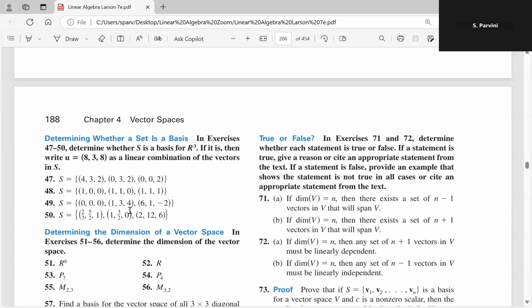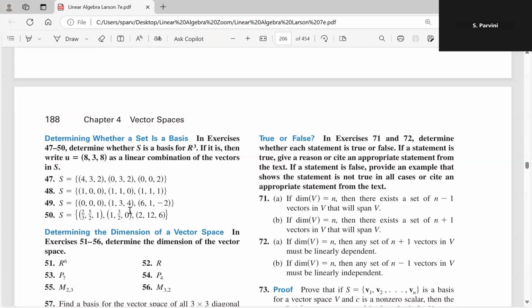In exercise 48, we have a set of vectors. The first is 1, 0, 0. The second one is 1, 1, 0. And the last vector in the set, 1, 1, 1. The question: determine whether S is a basis for R3. Good, this is different. If it is a basis, then write vector U, given by 8, 3, 8, as a linear combination of the vectors in S.